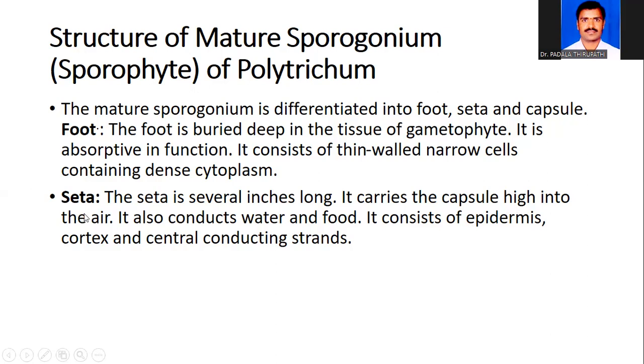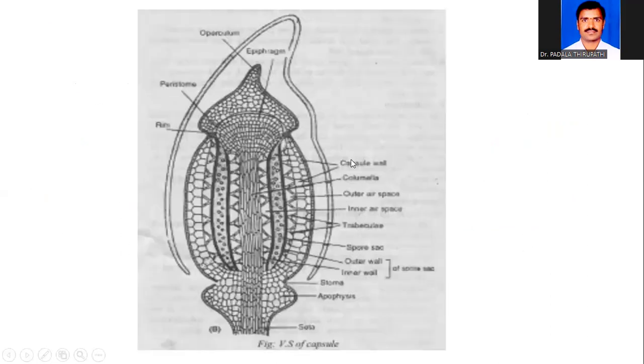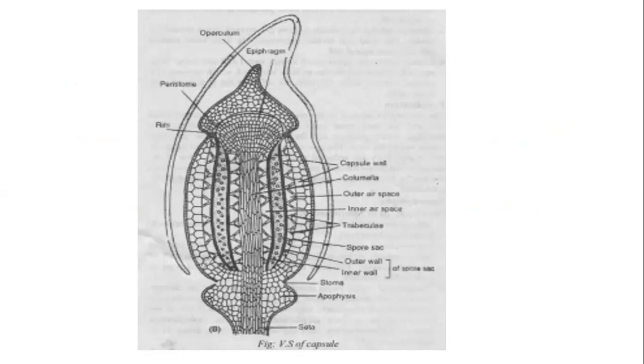Now the role of the seta is to conduct the water and the food material from the gametophyte to the developing capsule. So this is the structure of the capsule. The capsule is a well-developed structure here in the sporophyte of Polytrichum, whereas in Anthoceros, it is only represented by the sporogenous tissue. But the capsule region of Polytrichum is well developed.